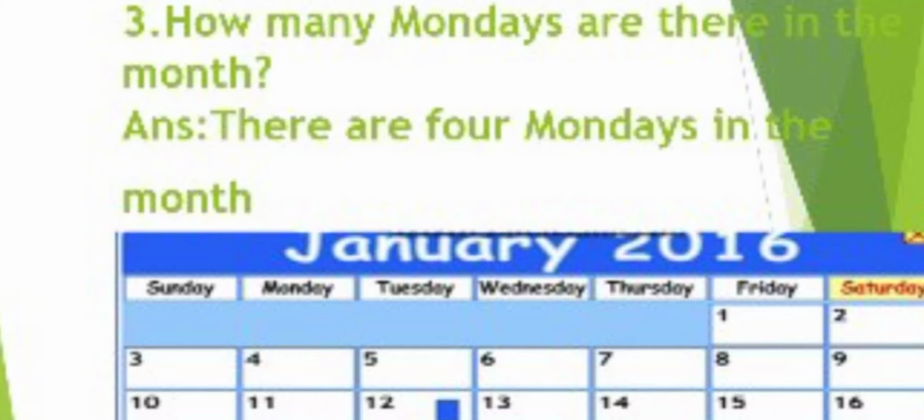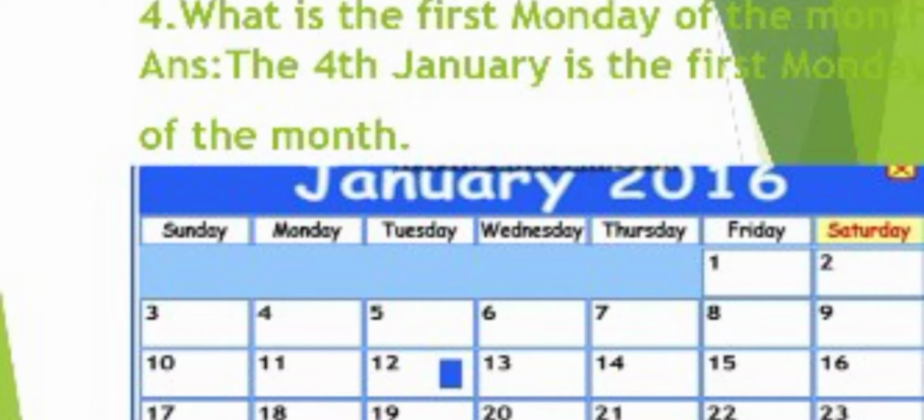Question number 3. How many Mondays are there in the month? So let's search for the answer. At first we have to go to the option of Monday. And we have to see how many dates are mentioned here. So here the dates are 4th, 11th, 18th and 25th. These four dates are mentioned. So the question is, how many Mondays? So we got four Mondays. So the answer will be: there are 4 Mondays in the month.